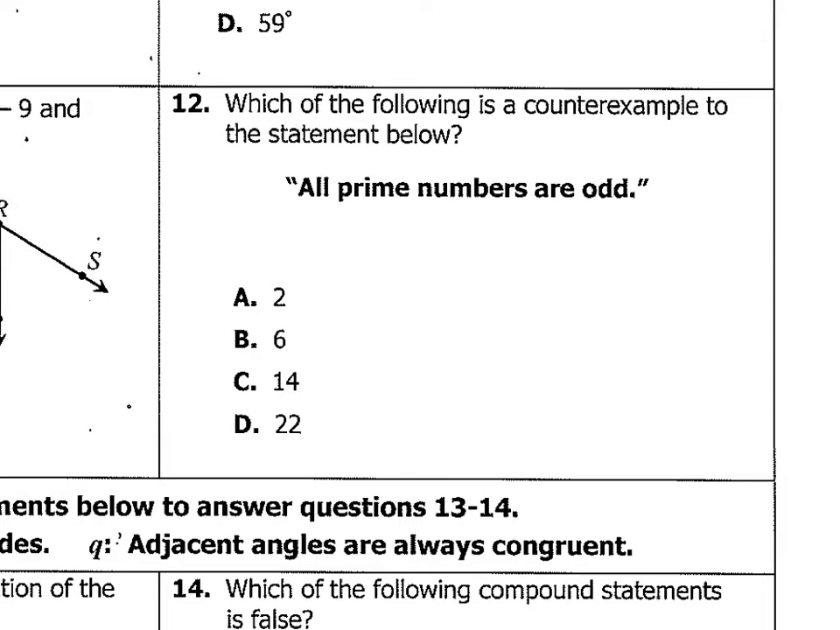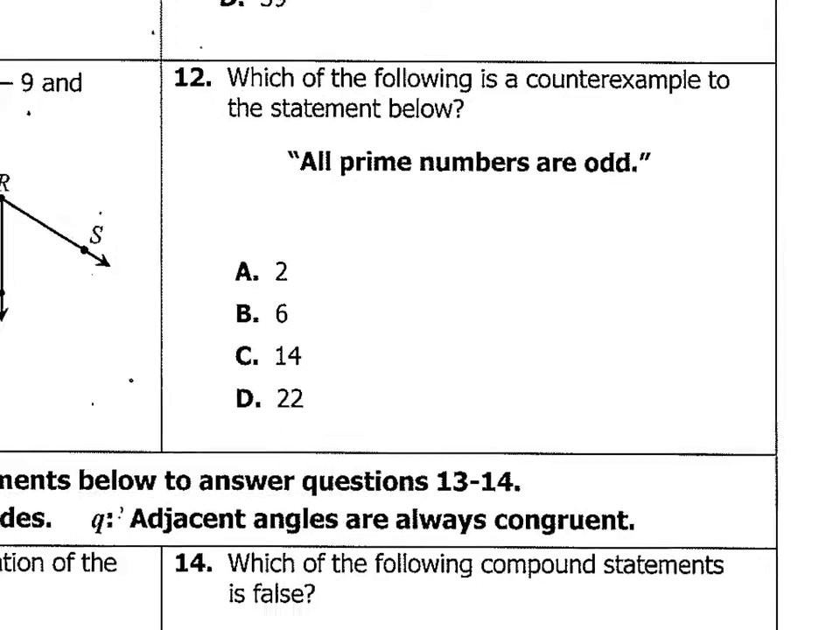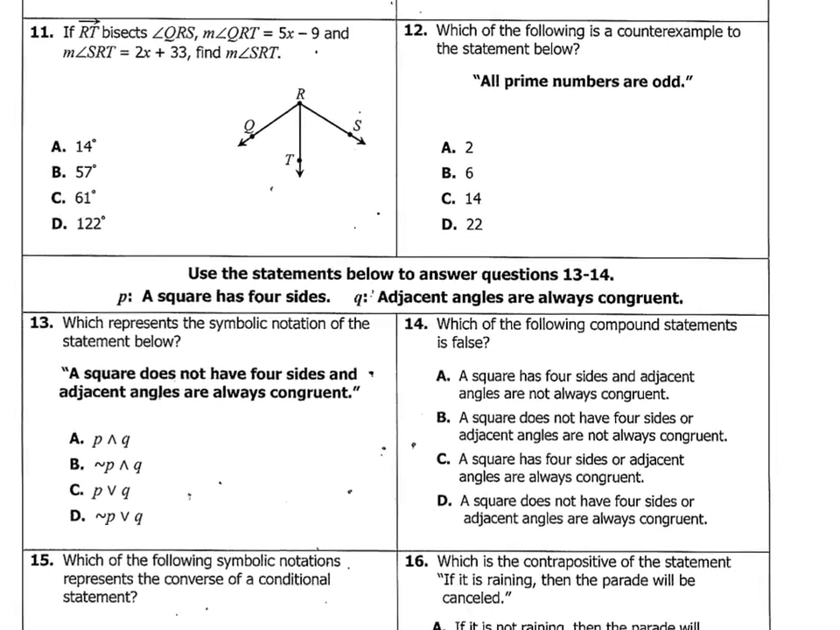Number 12, which of the following is a counterexample to the statement? So which of these numbers would prove this to be wrong, that all prime numbers are odd? All prime numbers are only divided by 1 and themselves. Which one proves this to be false, that they're all odd? 2, 6, 14, or 22? Okay.